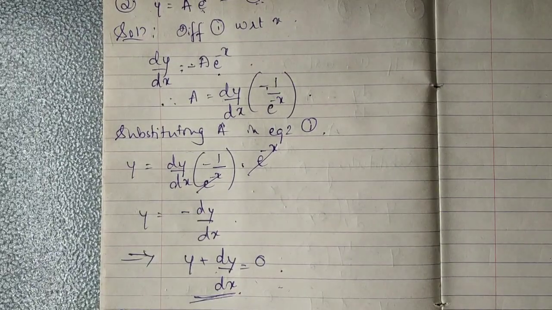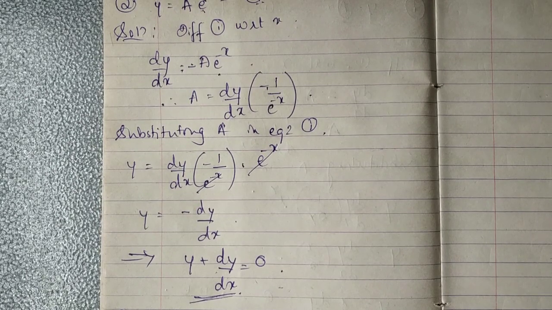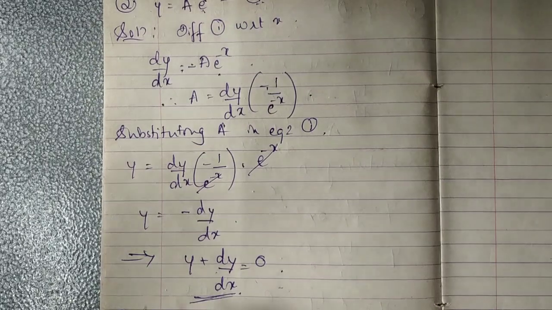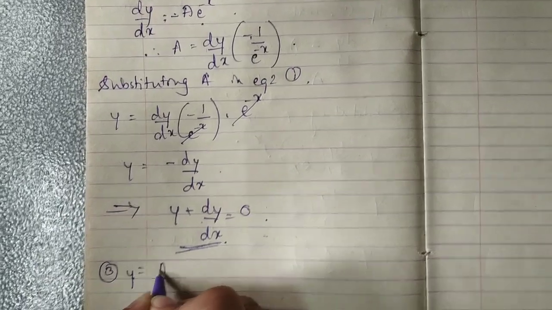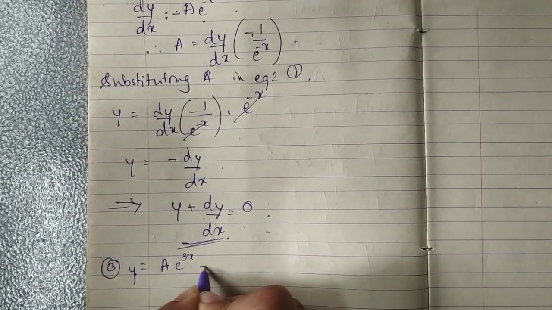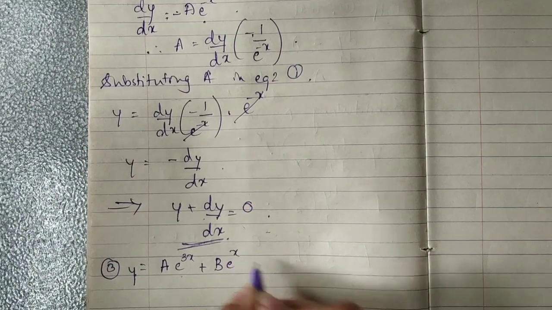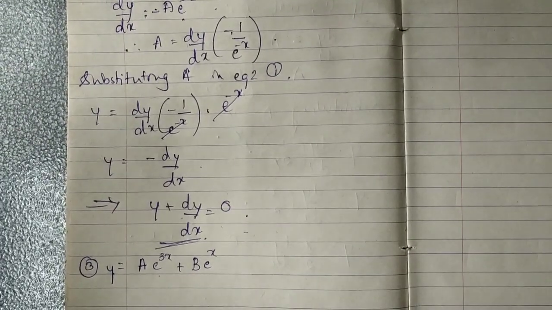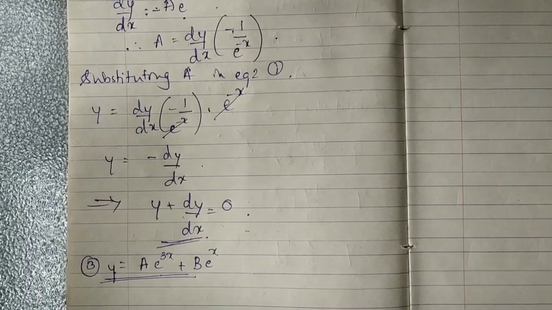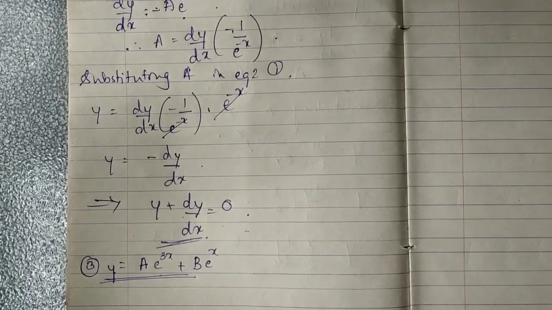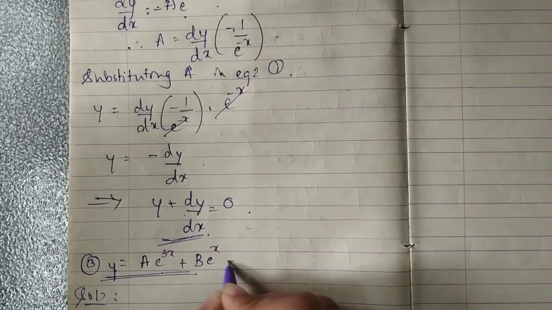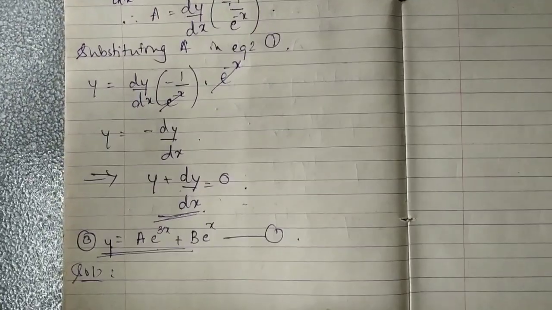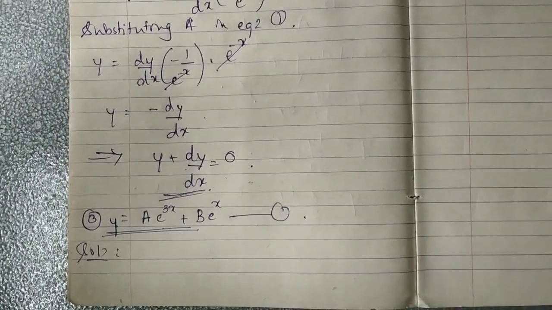Again, let us move on. Let us try to solve one more problem. The solution is given as y equal to capital A into e raised to 3x plus capital B into e raised to x. By using this solution, we need to formulate the differential equation. Okay, let us solve this. Call the given equation as equation 1.